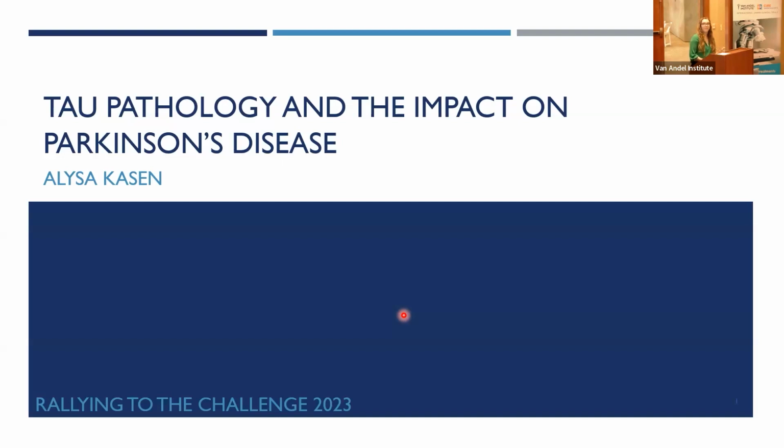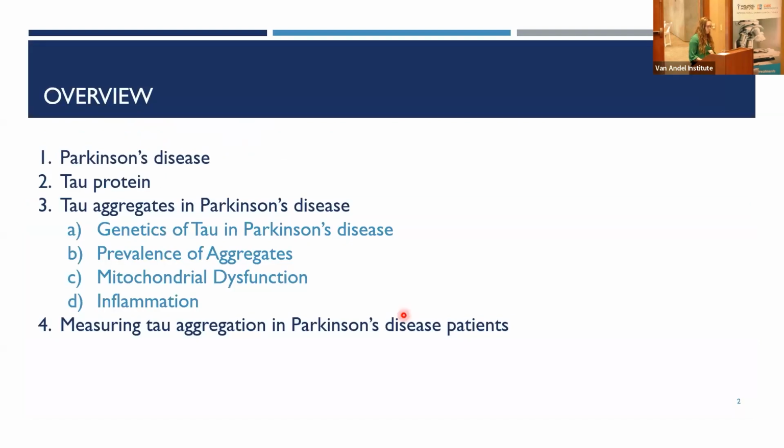And today I'm going to talk about pathology and the impact on Parkinson's disease, which is a little bit different than what most people discuss. So just quickly as an overview of my talk today, I'll briefly talk about the pathologies we see in Parkinson's disease, specifically, then move into what the tau protein is and what it does, how it aggregates in Parkinson's disease through a few different aspects, like genetics, the prevalence of these aggregates, and a few current hypotheses on how tau aggregates in disease. And finally, how we can measure this tau aggregation in patients.